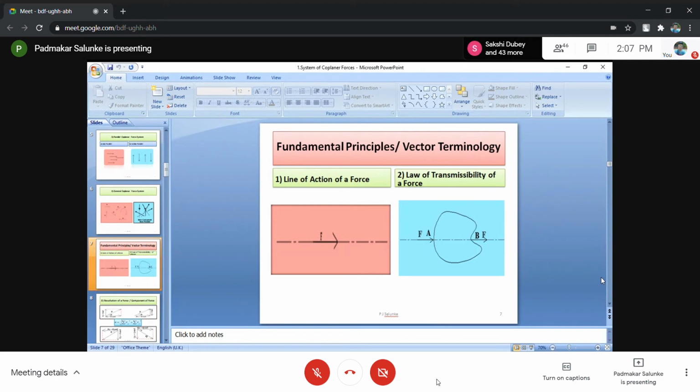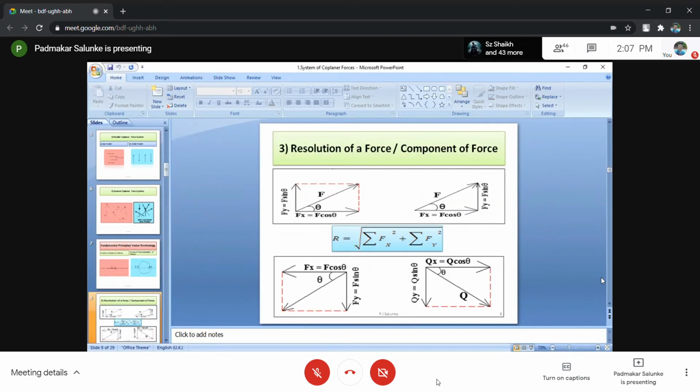There are several practical applications of the law of transmissibility. In due course of time, we'll discuss all these practical applications. Don't worry at all; these are just starting points. At the start, it may be slightly difficult to understand, but as time passes, you will not find any difficulty.